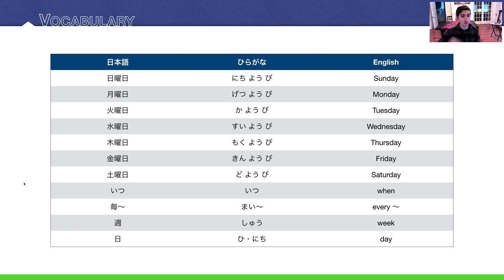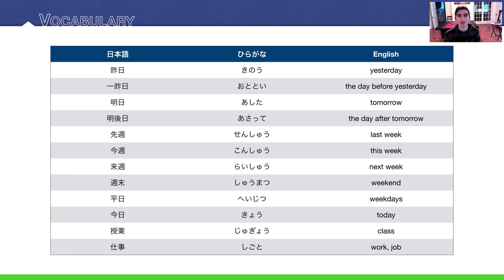Then we have the word for when, itsu. Every, we're going to learn about this a little later, mai. The word for week is shu. And day is hi or nichi. This kanji has a few readings. Actually, you'll learn in this lesson which ones to use at certain times. Our next page of vocabulary has to do with kinds of days. And at the end, we have some occupations.